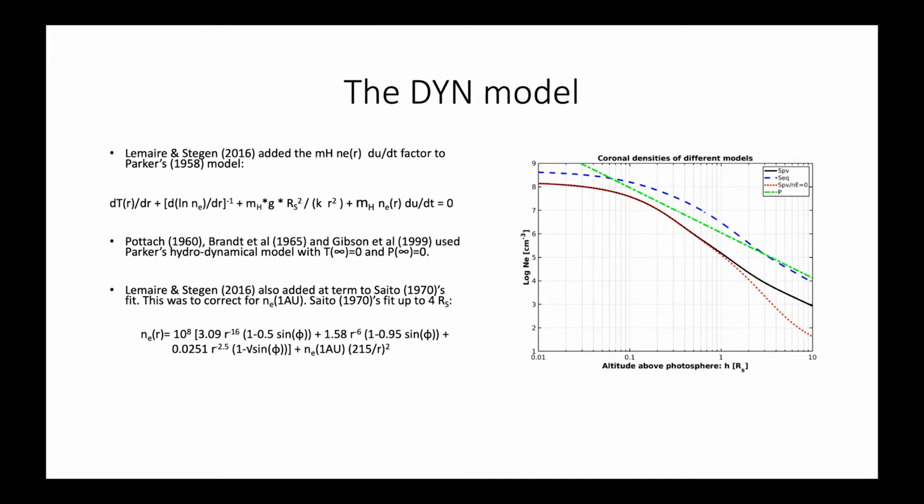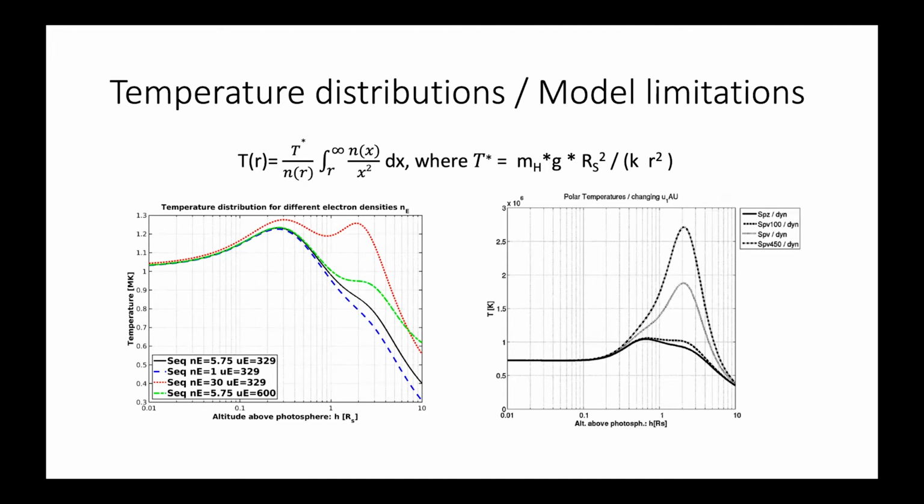And then we have the Lemaire and Stegen paper of 2016, where they used the density fit by Saito, which was made in 1970, and they add another term to allow for measurements taken at 1 AU, to correct for a better density and include the density and the velocity of the solar wind at 1 AU. And here in the graph, you can see the various densities as they are produced by the various models. The black line is the polar region as introduced by Saito. The blue line is the equator region.